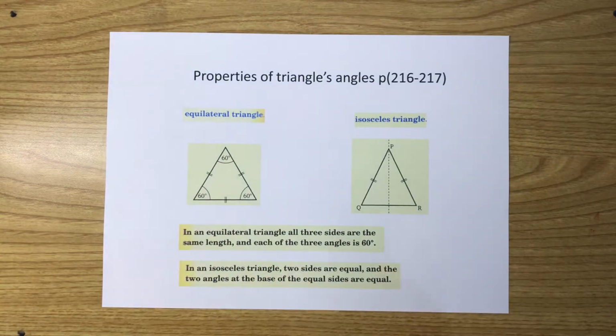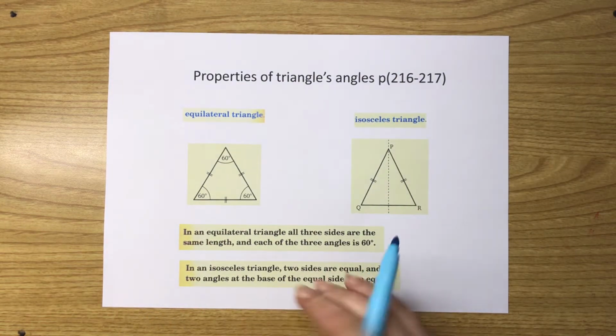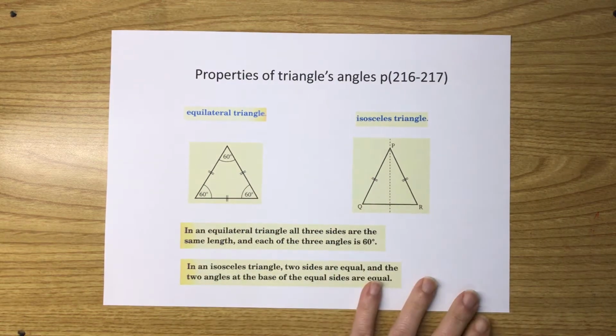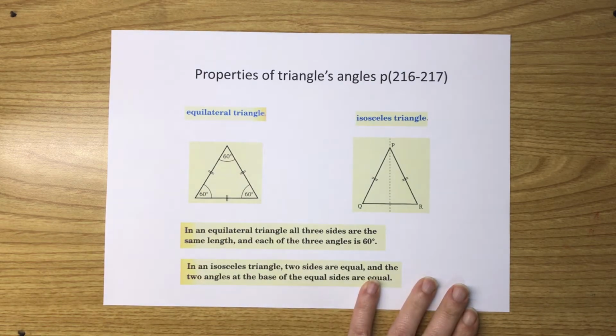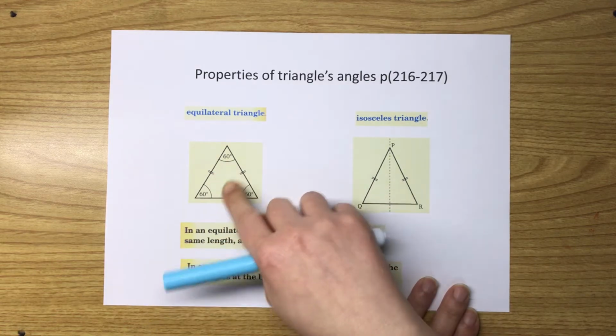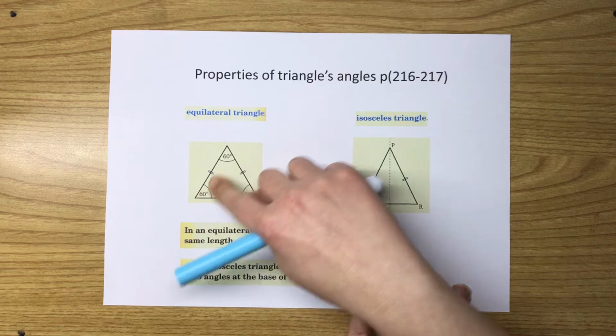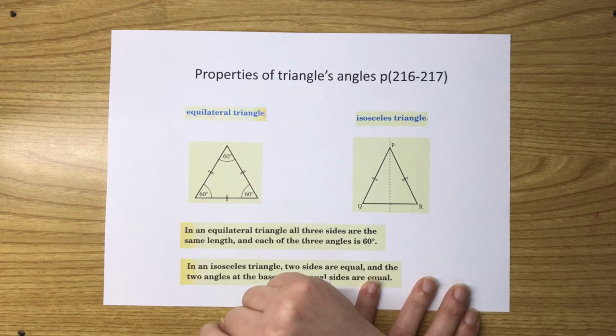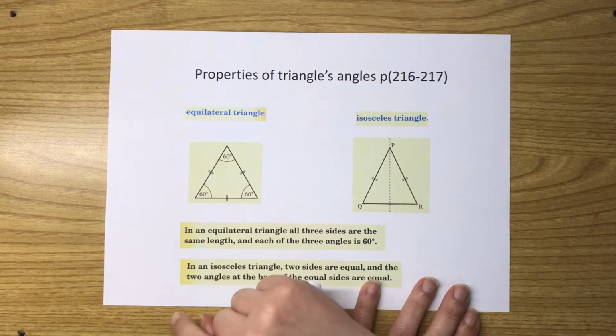Okay, first I'm going to talk about the properties of triangle angles. This is on pages 216, 217. You can open your textbook with me, guys. I'm going to talk about two specific triangles. The first one is the equilateral triangle. What are the properties of an equilateral triangle? The three sides are equal and the three angles are equal. The three angles are equal to 60 each. So when you add them, the sum of the angles for the equilateral triangle is 180.